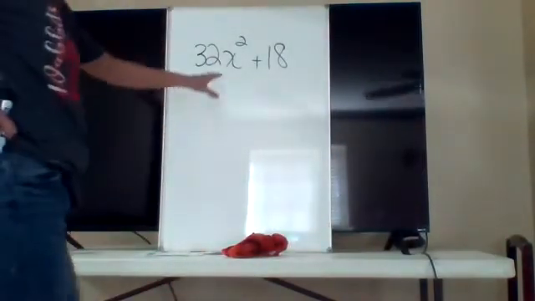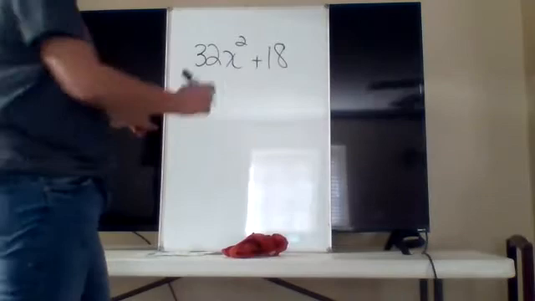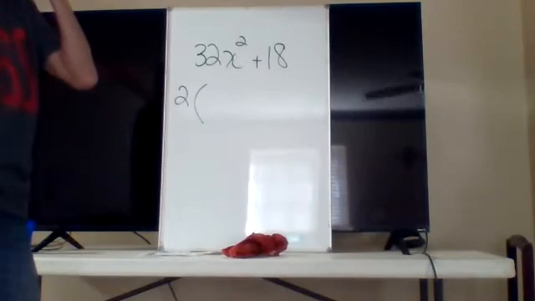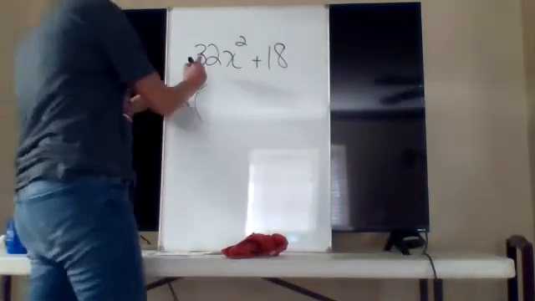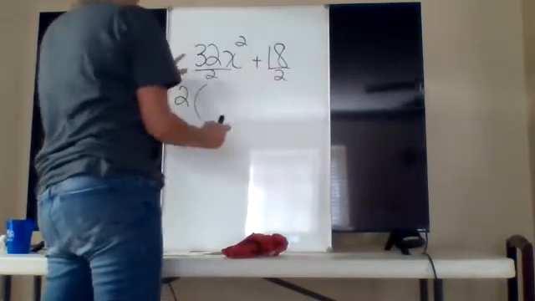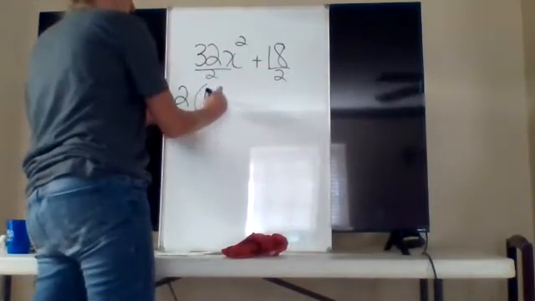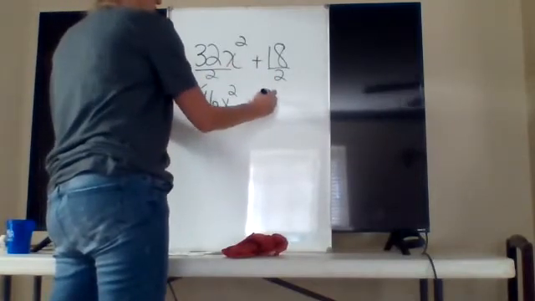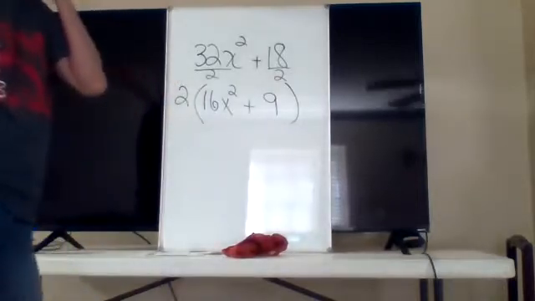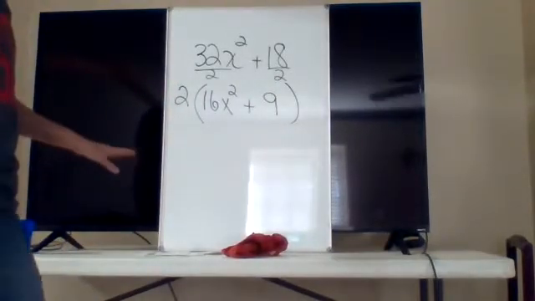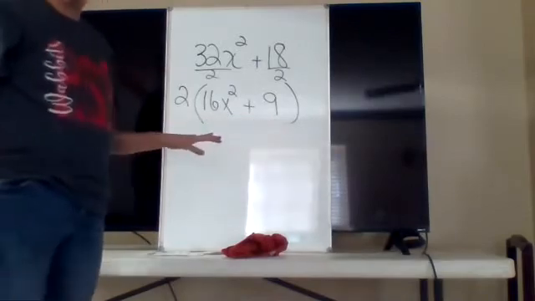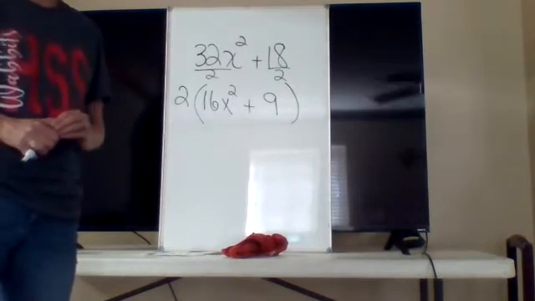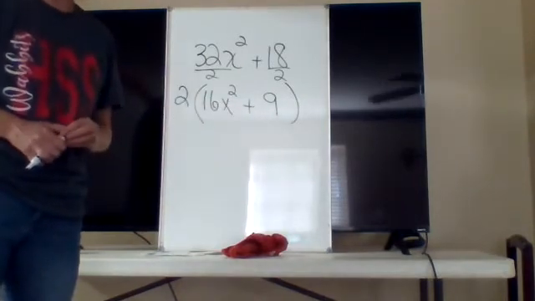And I can't pull out any x, right? Because this one doesn't have any x to pull out. So all I'm pulling out is a 2. I'll put in parentheses what is left, which means I need to divide these both by 2. 32 divided by 2 gives me 16x squared plus 18 divided by 2 is 9. So then I think to myself, oh, these numbers look like perfect squares, right? Because you can use 4 and 4 to get 16. You can use 3 and 3 to get 9.